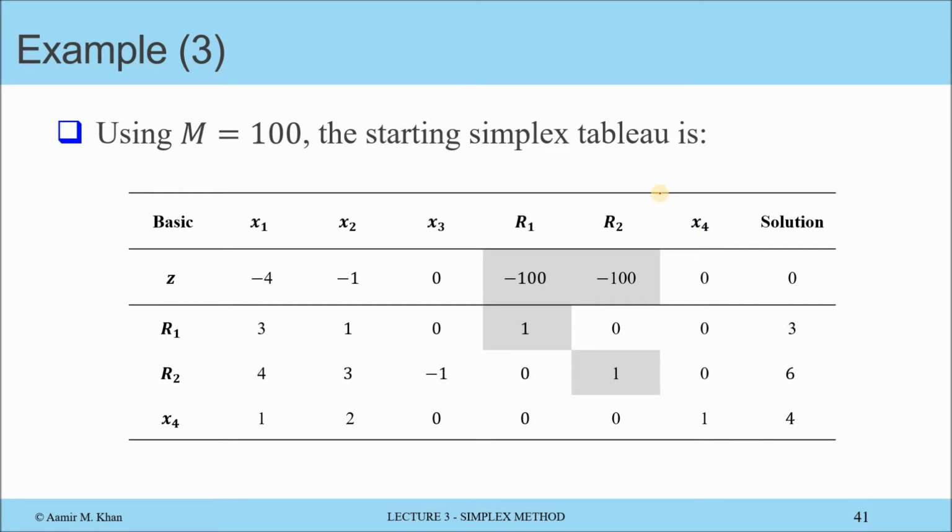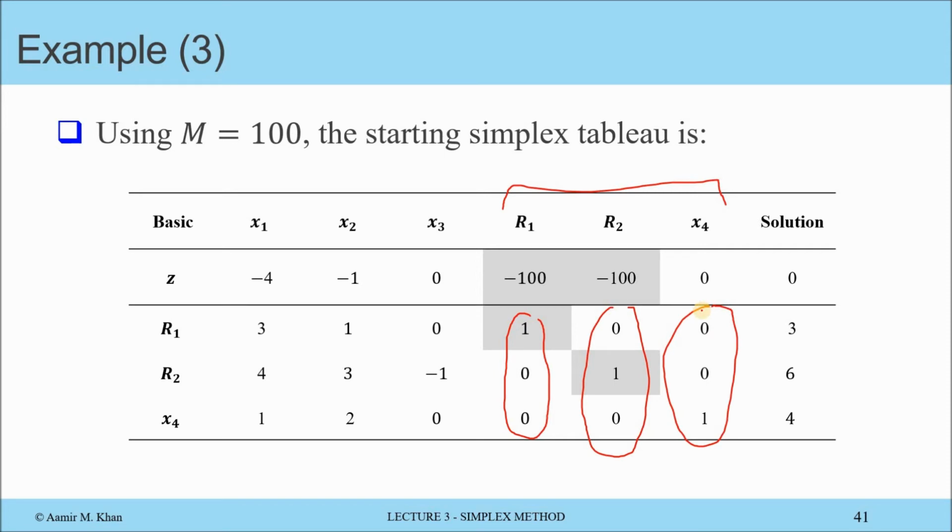So this is our starting simplex tableau. So here you see R1, R2, they are 1. These are our basic variables, and basic variables have the same structure, if you remember: 1 0 0, 0 1 0 and 0 0 1. Clear?